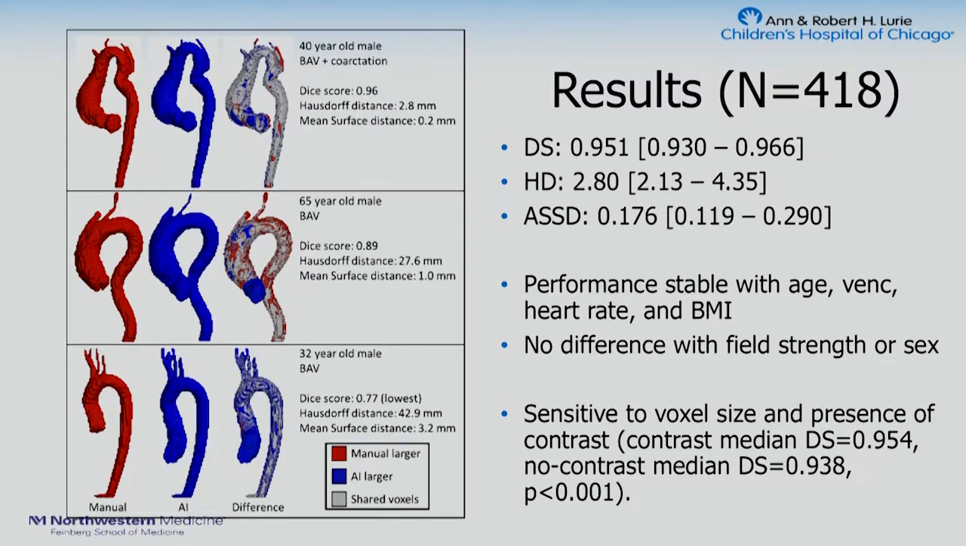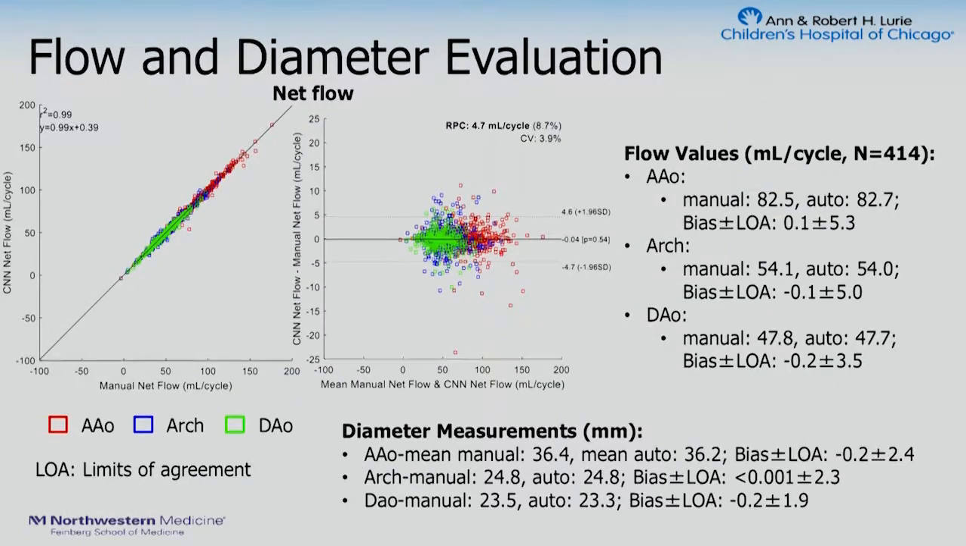However, the CNN was sensitive to voxel size, with a small decrease in dice scores with increasing voxel sizes, and a significant difference was found in dice scores between contrast and non-contrast scans. The aortic diameter comparisons are summarized below, with Bland-Altman analysis for the testing cohort showing a low bias between -0.2 to 0.001 millimeters, and excellent limits of agreement between plus or minus 1.9 to plus or minus 2.4 millimeters.